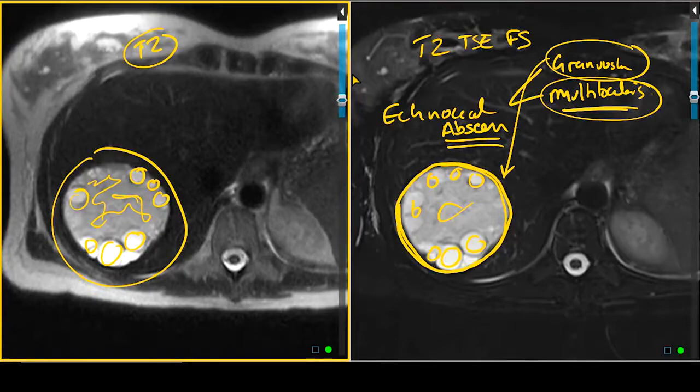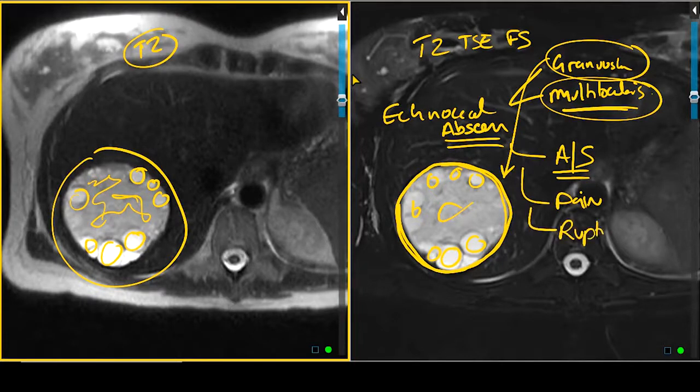Humans ingest the larvae into the GI tract, and then these get transferred to the liver via the portal vein or through other vessels to the systemic circulation. Initially, often patients are asymptomatic, but as this increases in size, you can get pain. And one of the other complications that can occur is rupture.